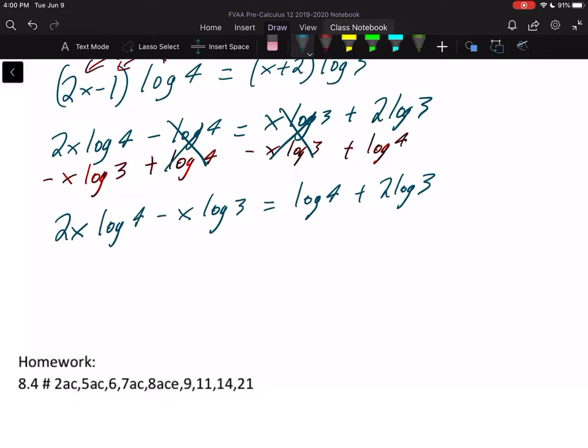I'm going to factor out x, or any like term, anything I can factor, greatest common factor on either side, if possible. In this situation, I can factor out x. So I can factor x out of both terms, and that's going to leave me with x times 2 log 4 minus log 3 is equal to still log 4 plus 2 log 3.